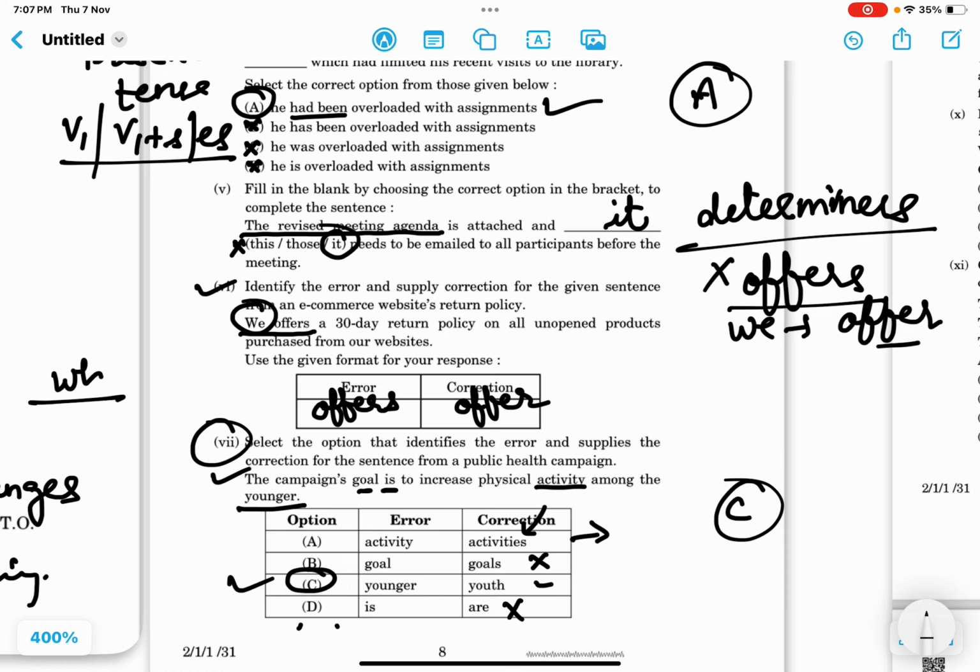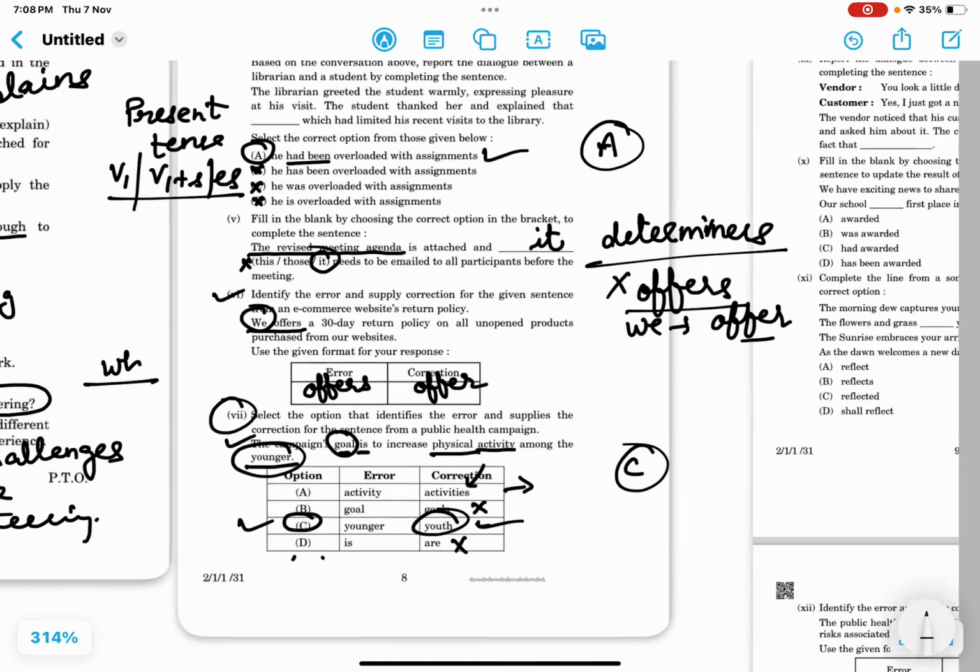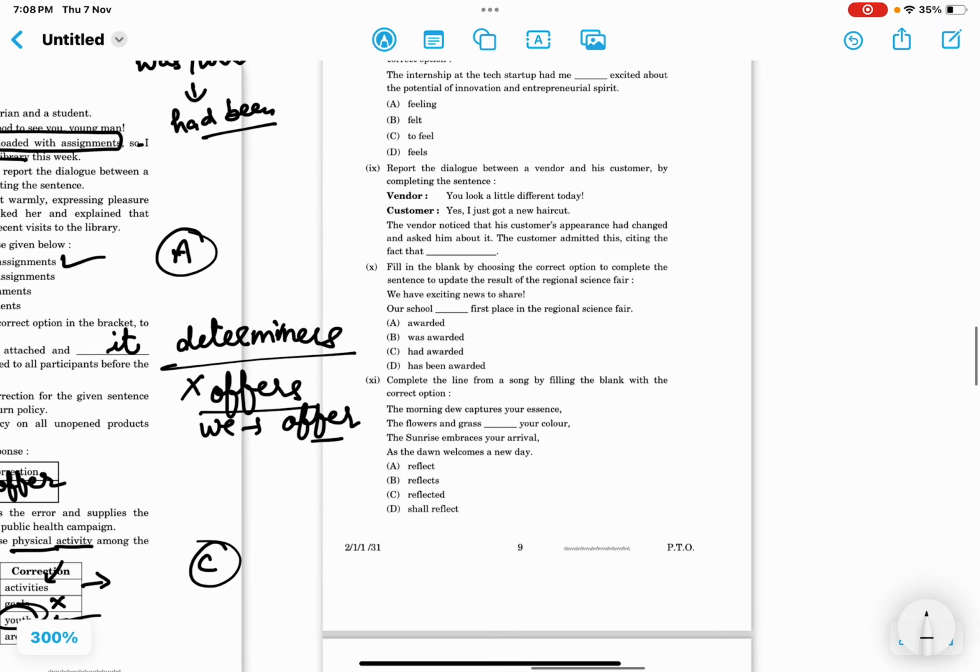So this can't be done because if we change is into are, then we need to change goal into goals. That means we need to make 2 corrections and that is not possible, right? So increase physical activity. So physical activity is the correct word, right? This is referring to all the physical activities, right? So the correct option or the answer is this one, younger. This will change into youth because youth is a collective noun that is used for all youngsters, okay, and younger, that is not the correct word.